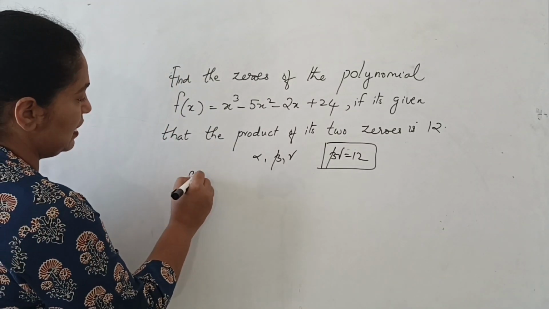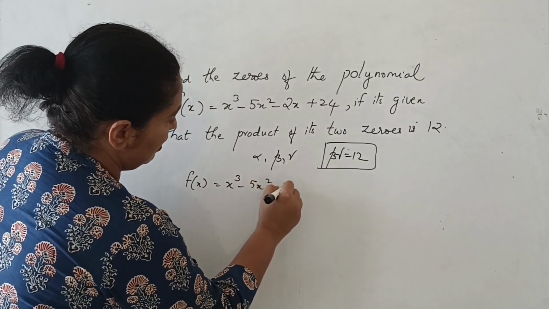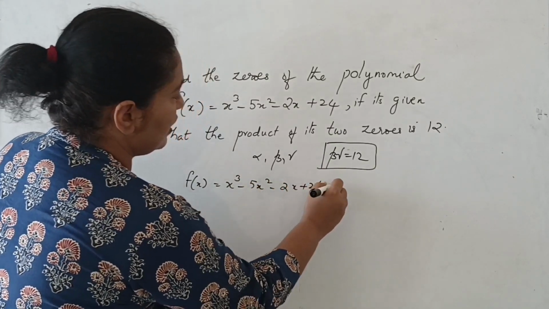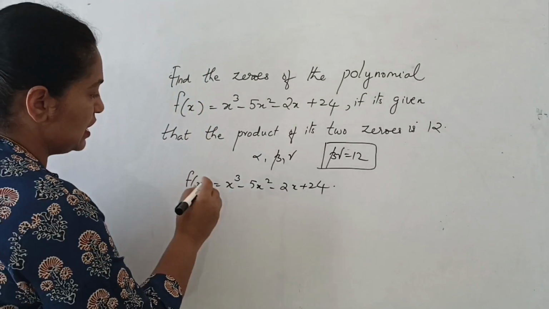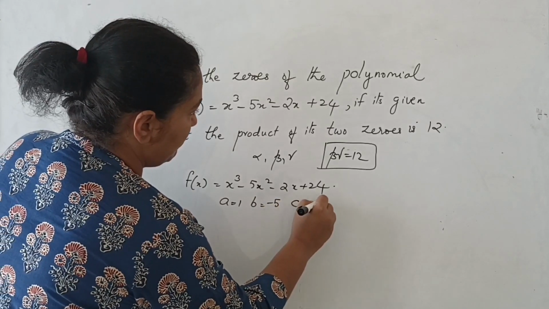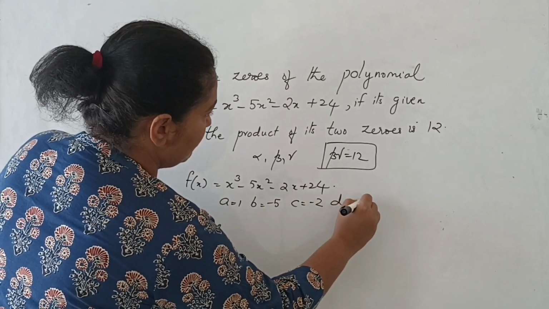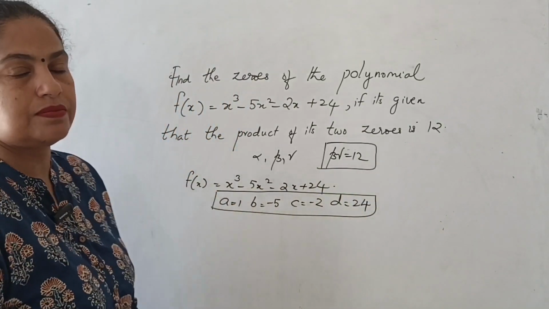So what is my polynomial? The polynomial is x cube minus 5x square minus 2x plus 24. I told you, as soon as you get the polynomial, please write down the coefficients. So A is equal to 1, B is equal to minus 5, C is equal to minus 2 and D is equal to 24. So let it be in this box.